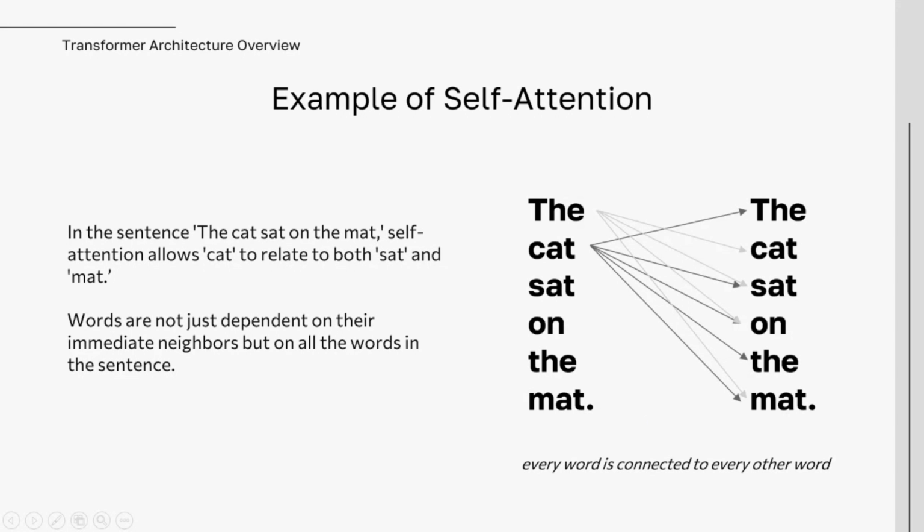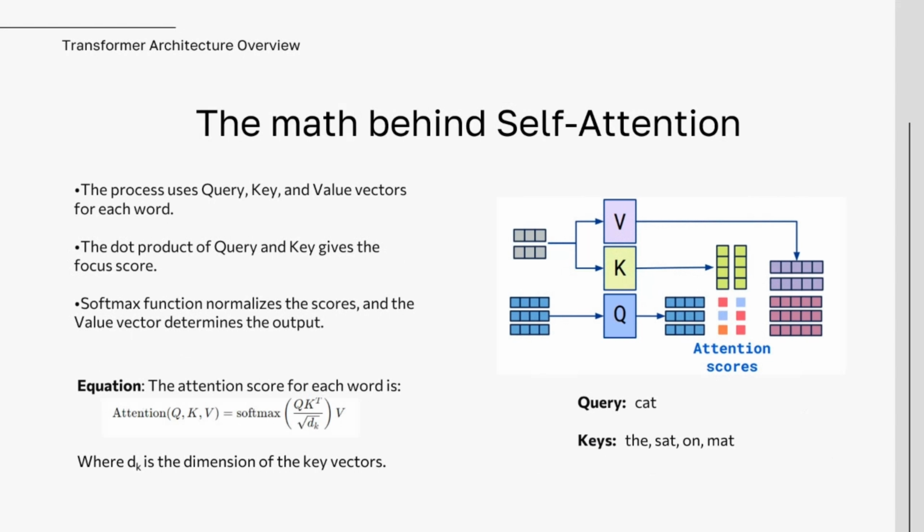So, when the model looks at cat, it can also recognize that mat at the end of the sentence is relevant to understanding the scene being described. Now, let's dive into the math behind self-attention, which revolves around the concept of query, key, and value vectors. Every word in the sentence is converted into these three vectors.